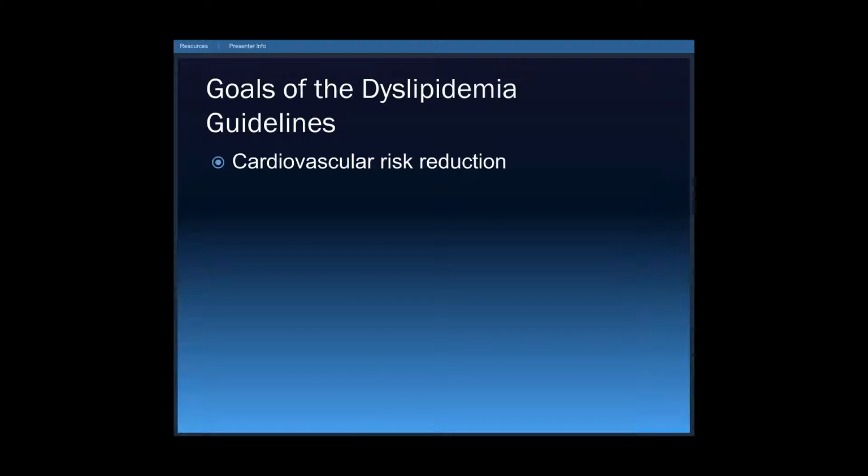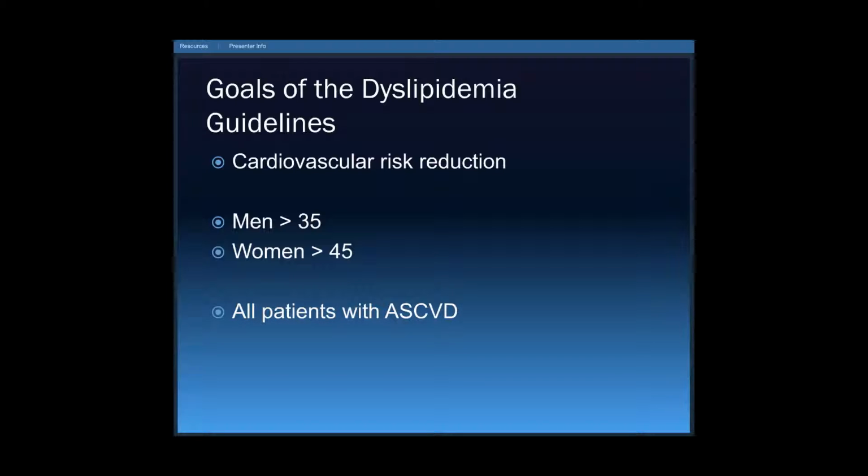And since we rarely see younger patients with cardiovascular disease, these guidelines focus on adults in the ages you see here while we're dealing with primary prevention. As for secondary prevention, the guidelines apply to anyone that has known cardiovascular disease regardless of their age.